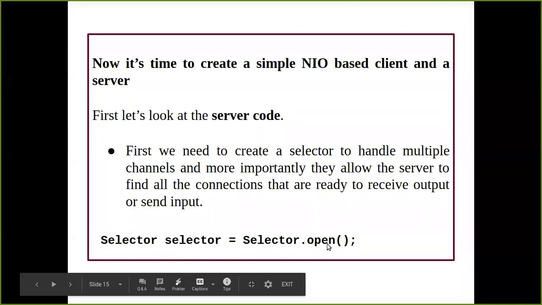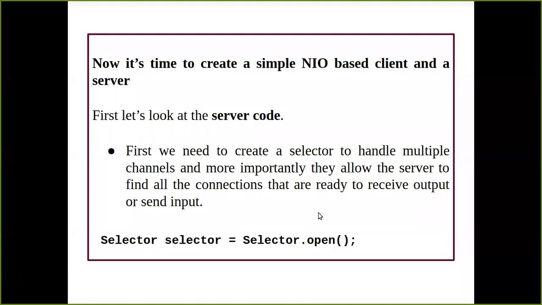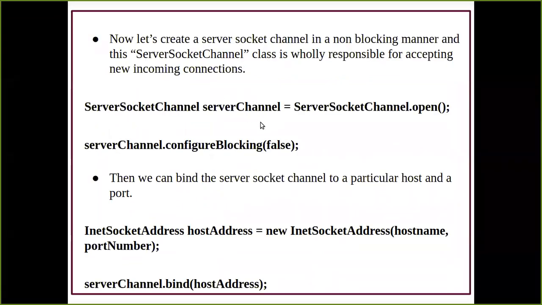The method called open is going to help me open the selector for the clients' requests. That means it is open to accept requests from the client, and it is now open to handle connections from multiple clients. Once the open method is invoked, we have to create, again the same thing we did before, the server socket channel, in non-blocking mode. When I talked about blocking IO, there we had only the server socket.